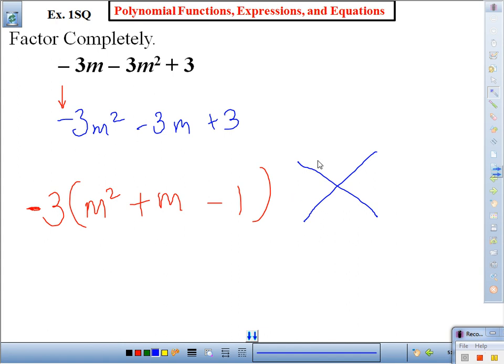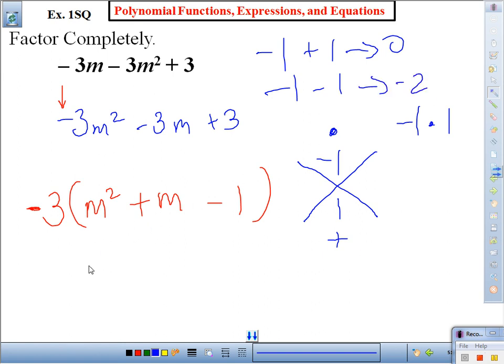What goes on top? Negative 1. What goes on the bottom? An invisible 1, so it's 1. So look at the factors of negative 1. Negative 1 times 1. That's it. Could we add those to give us 1? No. Subtract them to give us 1? Some of you are like, I don't know. Well, negative 1 plus 1, 0. Negative 1 minus 1, negative 2. Nope. So then we're done. Factors.